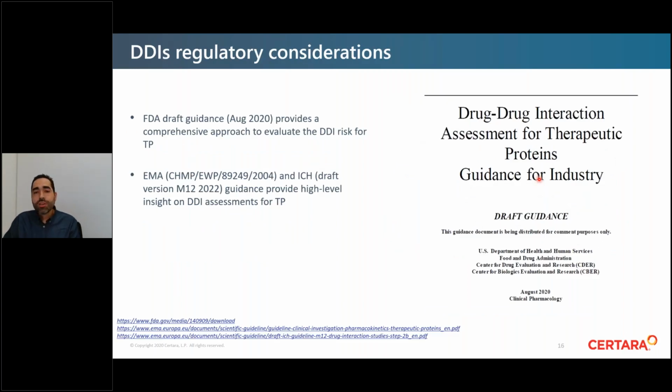For regulatory considerations, there are several guidances now available describing the approach and the importance of assessing the drug-drug interactions for therapeutic proteins. The FDA issued a draft guidance in August 2020. This draft guidance provides a comprehensive approach on how to evaluate the DDI and the risk, and describes all the approaches on how to conduct the clinical evaluation. On the other hand, the EMEA and the ICH also provide important high-level insight on the DDI assessment for therapeutic proteins.